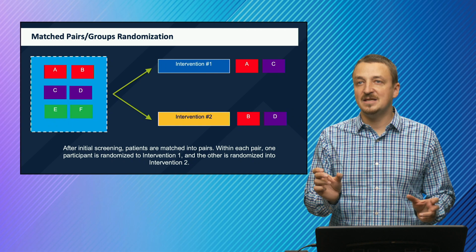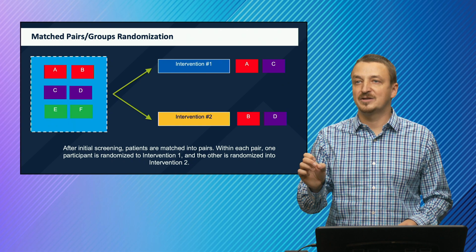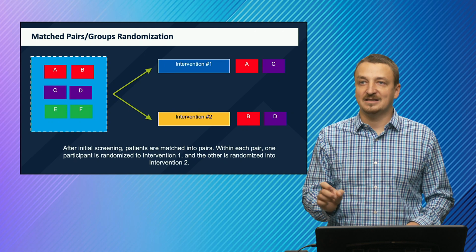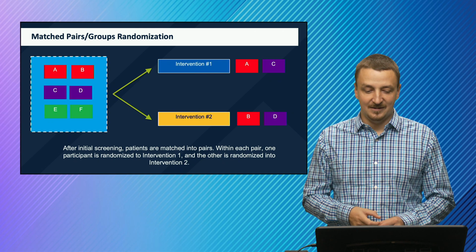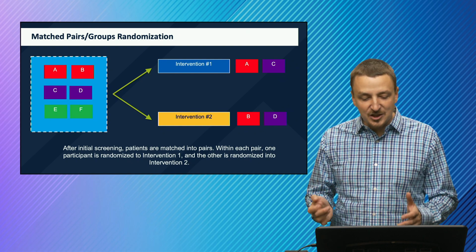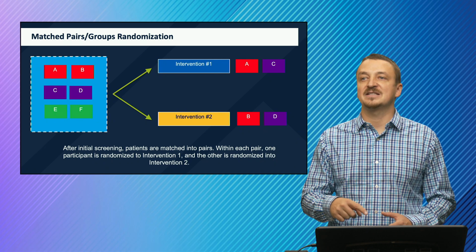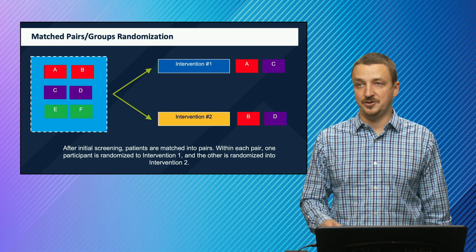So A and B are similar, for example, for your confounders, and you make sure one is going in one arm of the study, the other one is going in the other arm. And the same with C and D. So after initial screening, patients are matched into pairs, and within each pair, one participant is randomized to intervention 1, and the other participant is randomized into intervention 2.